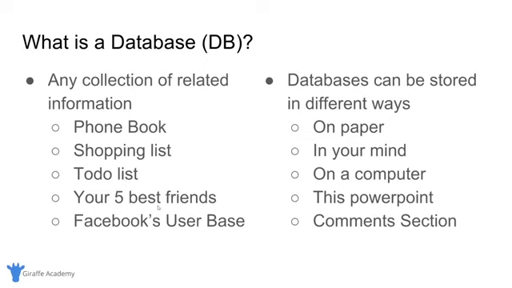So your 5 best friends, for example, if I came up to you and I asked you, list off your 5 best friends, you probably don't have it written down somewhere, right? You don't have like an app on your phone that tells you who all your friends are, right? You just know that information in your mind naturally. And so that's another way that you could store a database. You could just store the information in your mind.